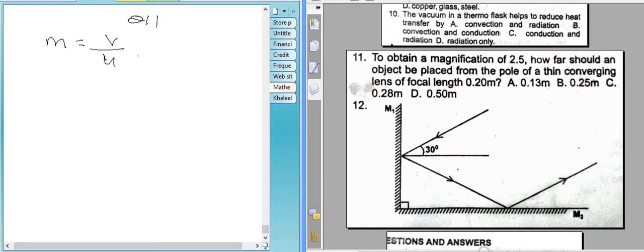So question 11, to obtain a magnification of 2.5, how far shall an object be placed from the focus of a thin convergent lens of focal length dash. So now we are asked to find the focal length. Let us jot down the data first. Magnification is equal to the distance of the image over the distance of the object from the lens, and from the question it is given as 2.5. So you can make v the subject of the formula. So v is 2.5u.